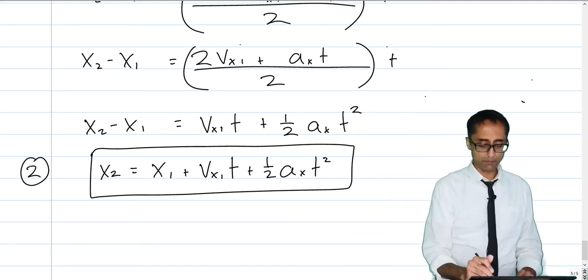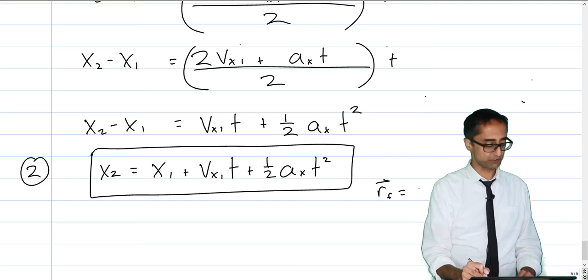If we were to write this in its most general form, again, we could write it in terms of r or s. They tend to be our general position terms. It would look like this.